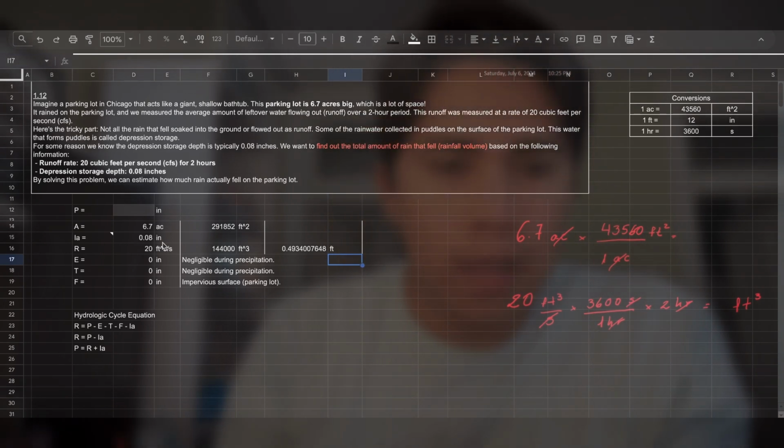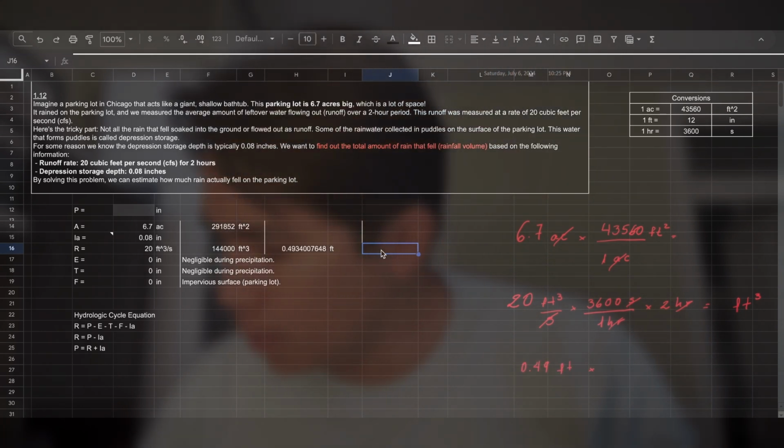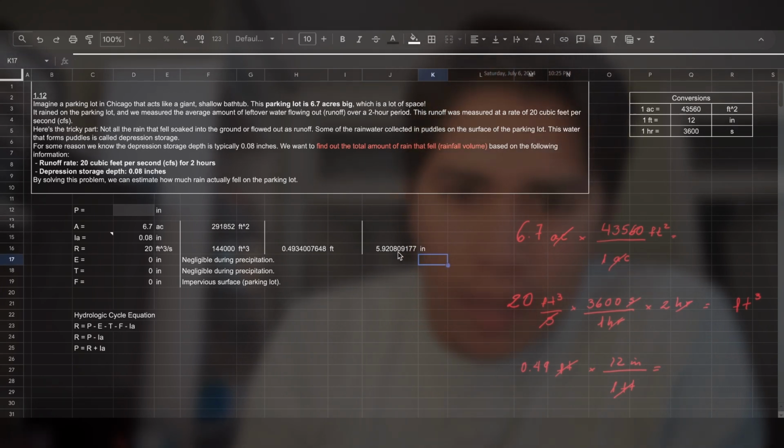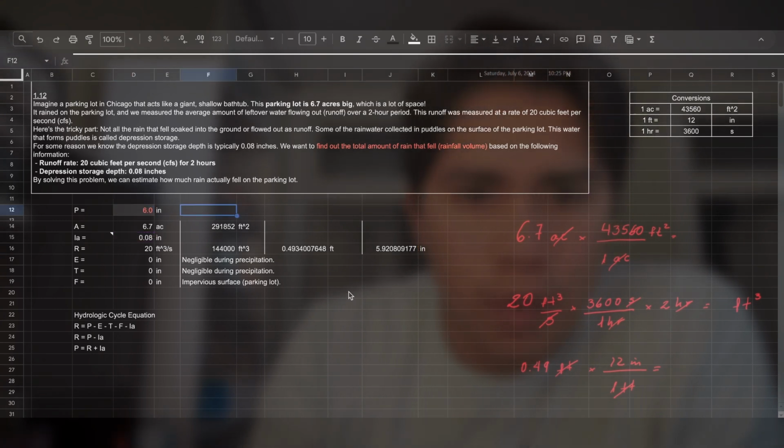And to match it with the initial extraction units, inches, we need to convert this value to inches. So if we have 0.49 feet multiplied, in 1 foot there are 12 inches. Feet cancel, so we need to multiply it by 12. So this is the runoff volume in inches. So all we need to do now is plug the values in there. It's going to be the runoff in inches plus the initial extraction in inches. So it's about 6 inches. And that's the answer for this first problem.